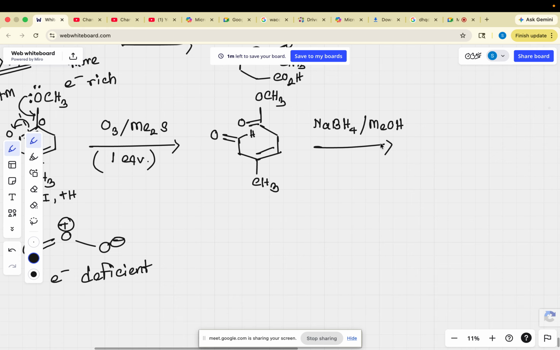Ester is converted into alcohol. Which one will convert, ester group or aldehyde? Ester, sir. No, no. Check your notes. We are doing grading. Check your notes. We have done sodium borohydride, lithium aluminum hydride. Which functional group will convert? Tell me.